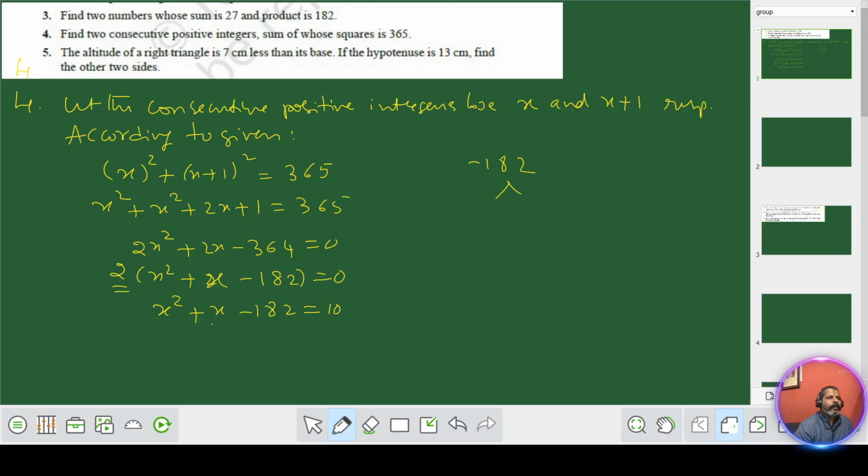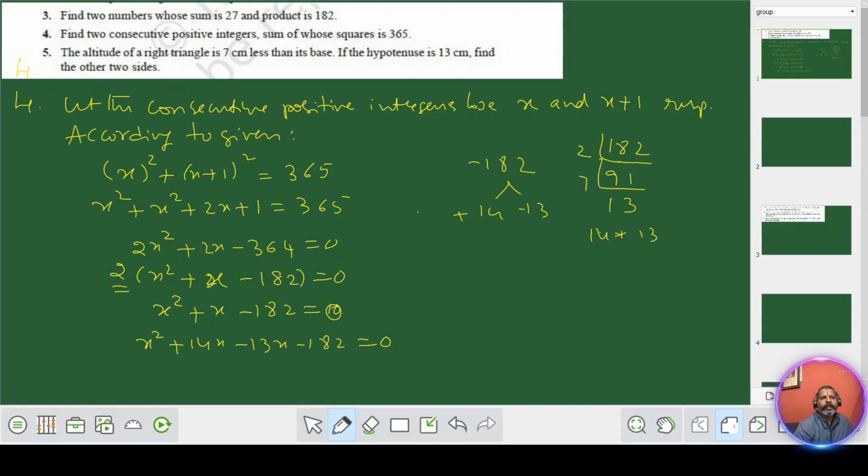We don't know. The addition should give 1 here. 182: 2 9s are 18, 2 1s are 2. Similar way 7 1s are 7, 7 3s are 21. So again 14 into 13 will come, plus 14 minus 13. Okay. So x square plus 14x minus 13x minus 182 is 0.